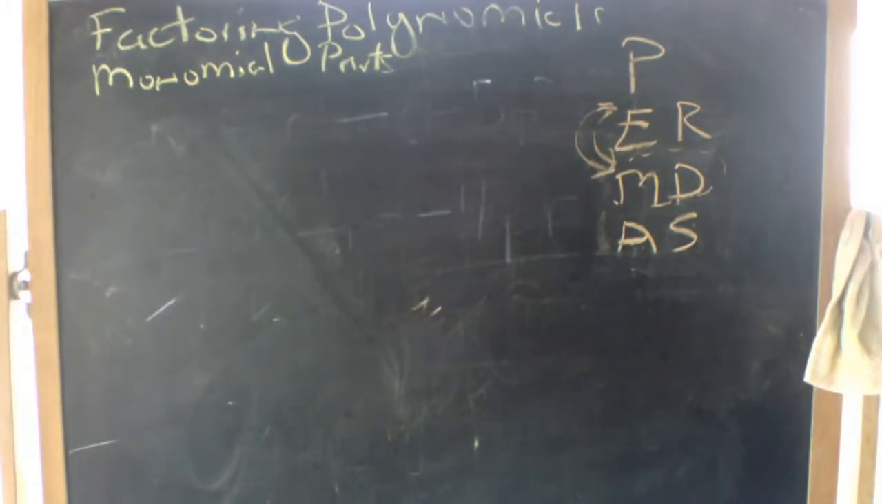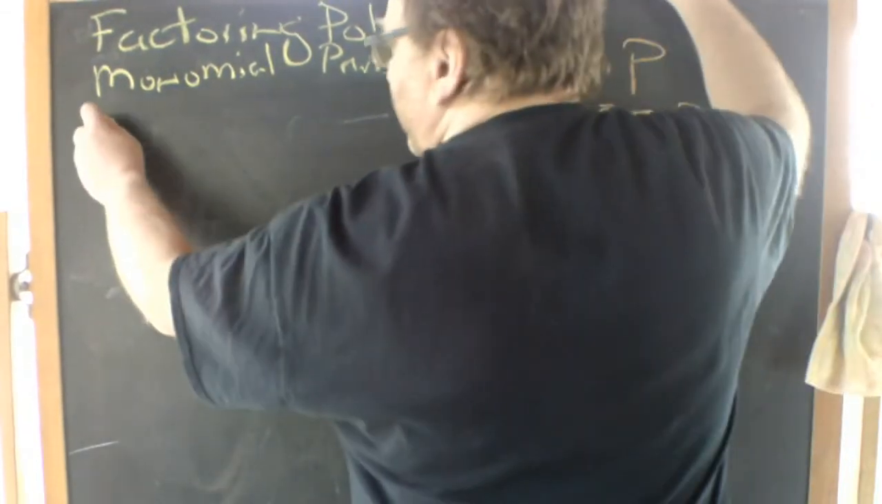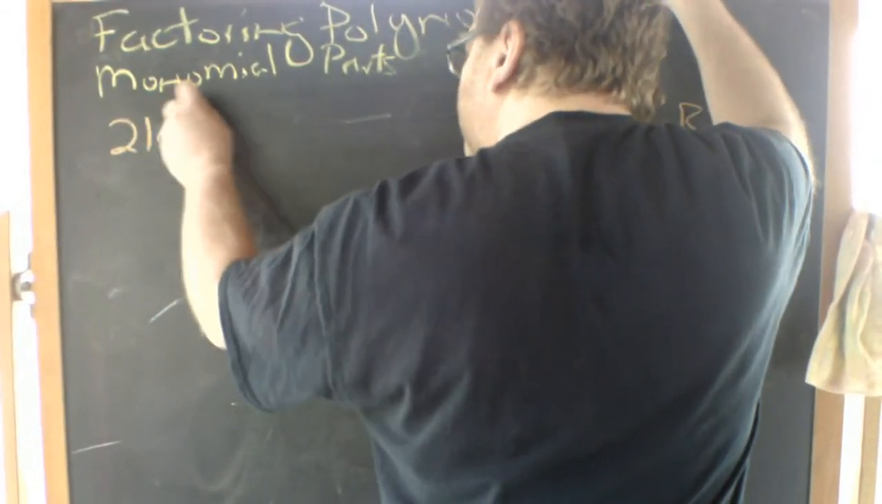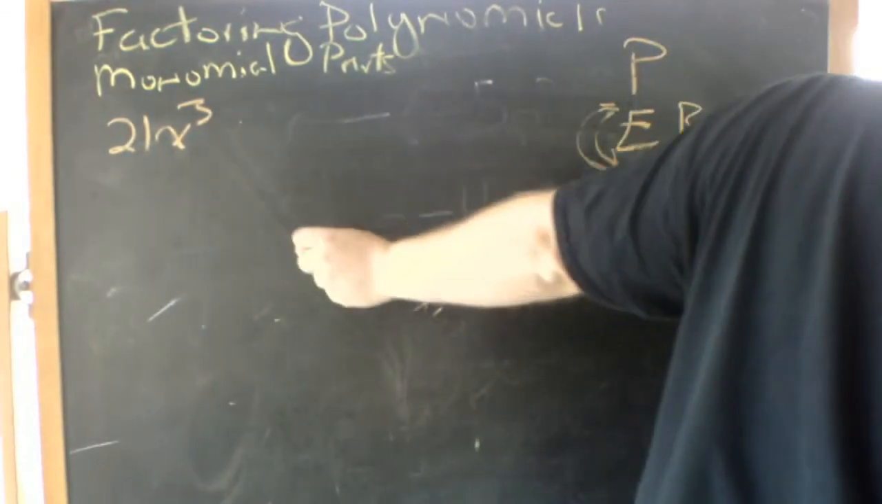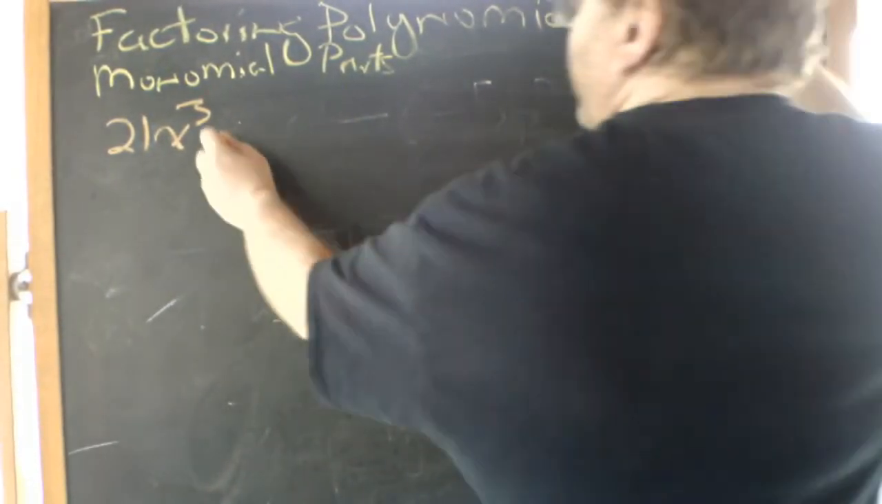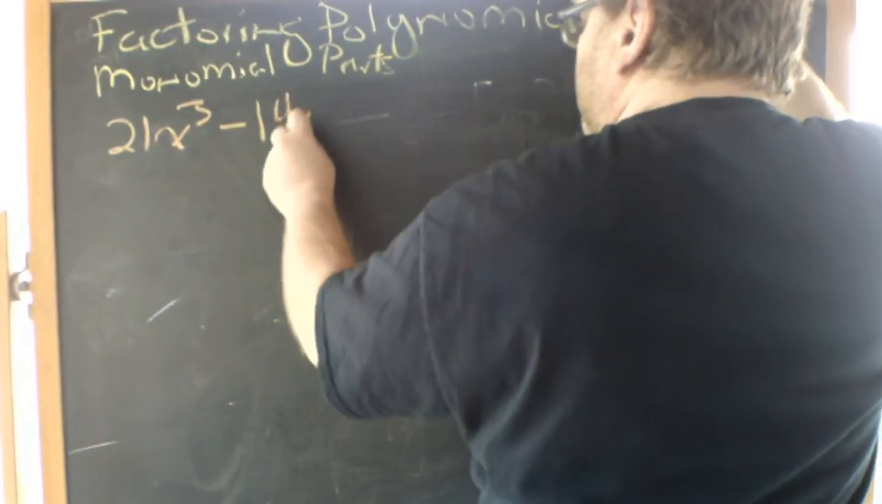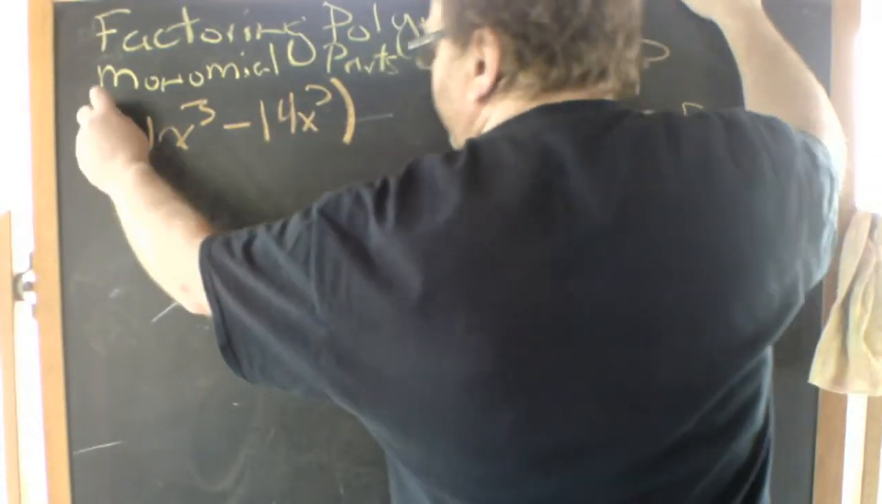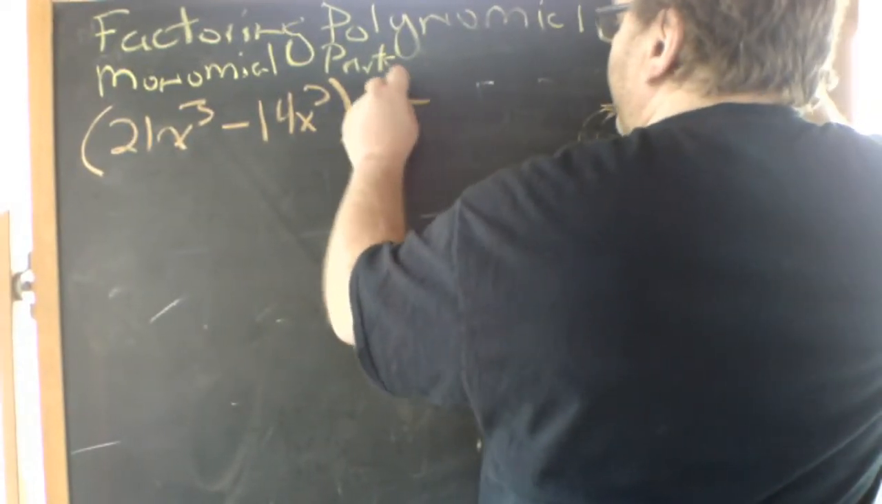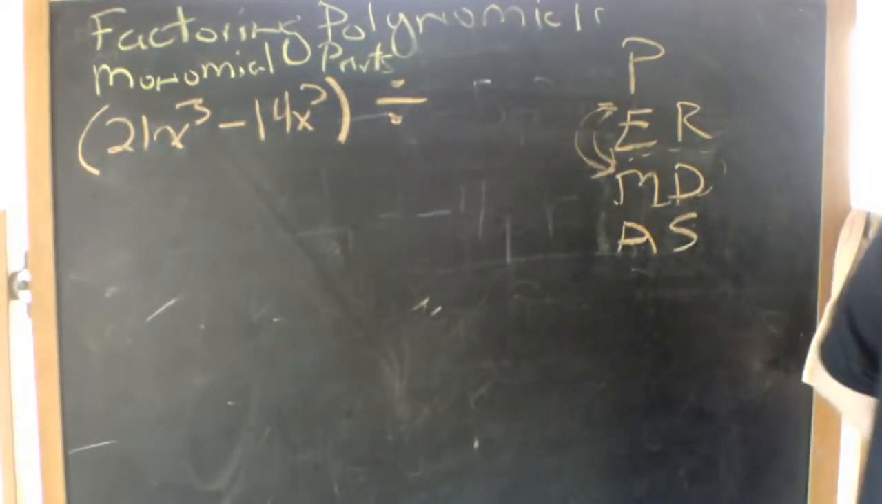Let's look at one here. Let's look at a polynomial divided by a monomial. Now I'm going to move some stuff around. So 21x cubed minus 14x squared. That's my polynomial. And I'm going to divide it by 7x.